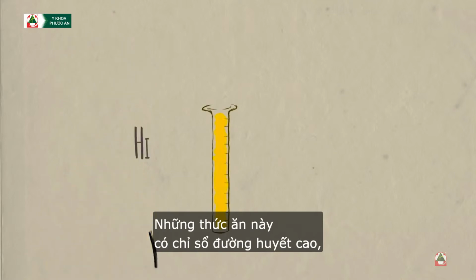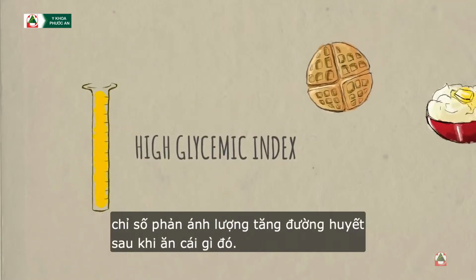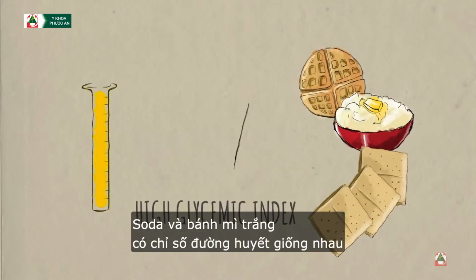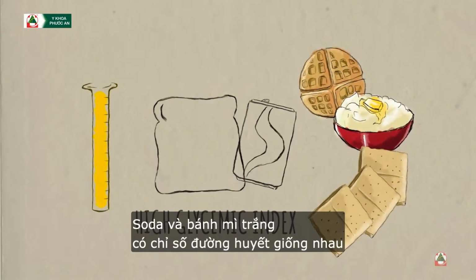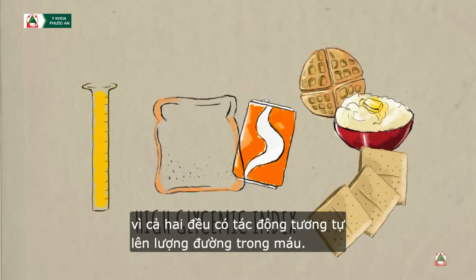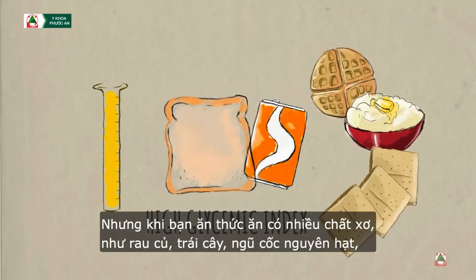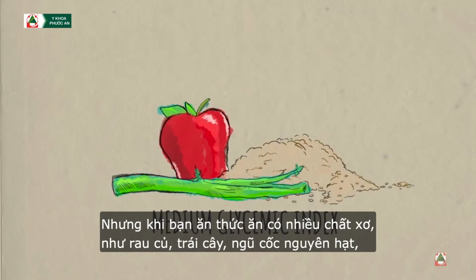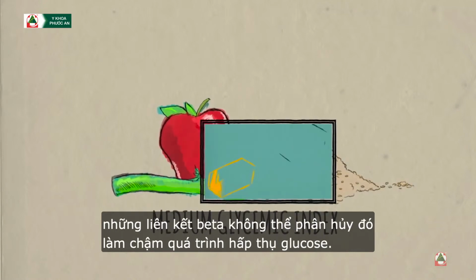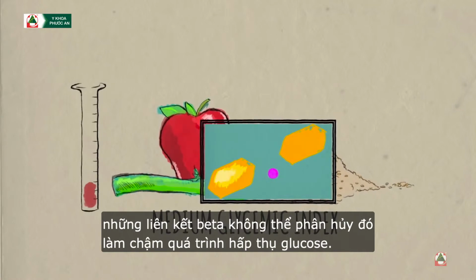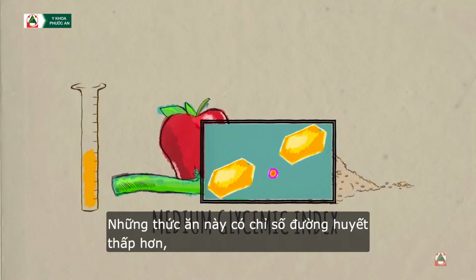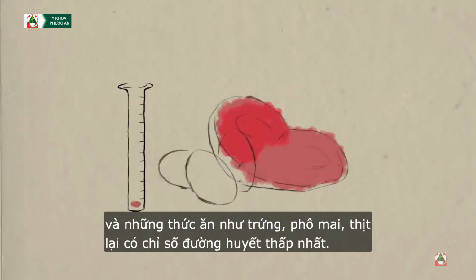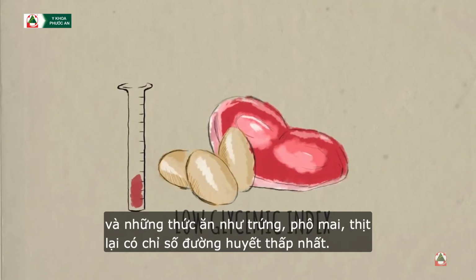These foods have a high glycemic index, the amount that a particular food raises the sugar level in your blood. Soda and white bread have a similar glycemic index because they have a similar effect on your blood sugar. But when you eat foods high in fiber, like vegetables, fruits, and whole grains, those indigestible beta bonds slow the release of glucose into the blood. Those foods have a lower glycemic index, and foods like eggs, cheese, and meats have the lowest glycemic index.